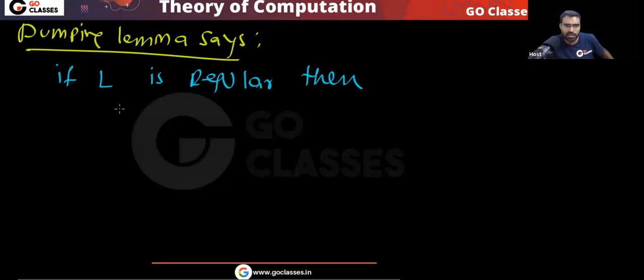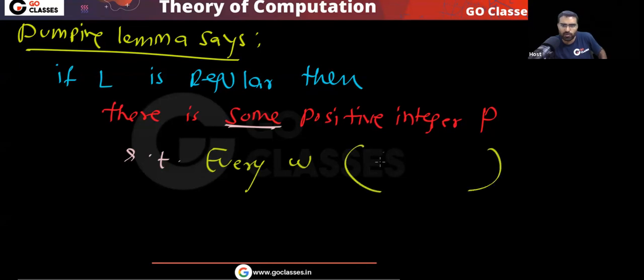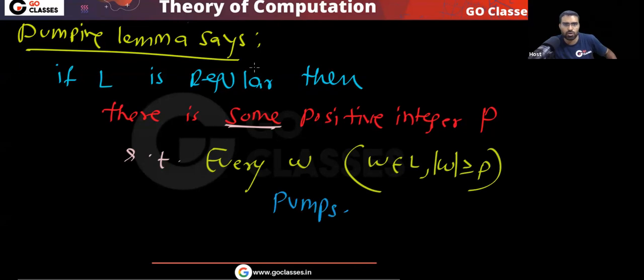If L is regular, then there is some positive integer P, yes or no? If L is a regular language, then there is some positive integer P, such that what will happen? Such that every W, which type of W? These W which belong to L and whose length is greater than or equal to P, such that every W pumps. Yes or no? Every W pumps.